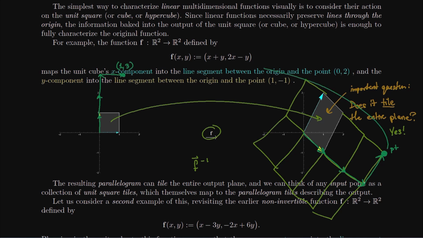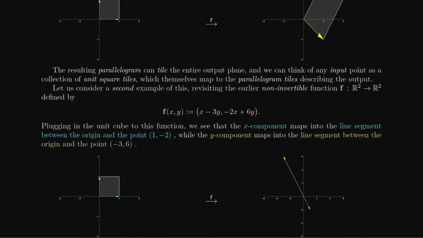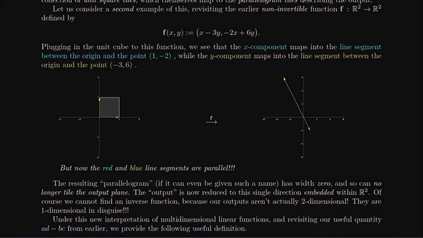So that's enough to give you that inverse map once you know you can tile the plane, but there are going to be situations in which you cannot tile the plane. Let's look at this situation. Linear function x minus 3y, -2x plus 6y.